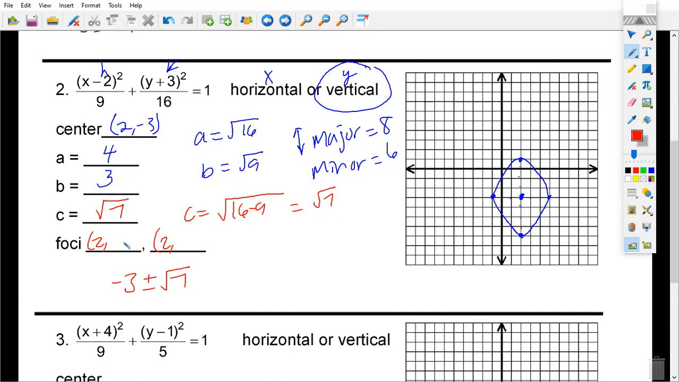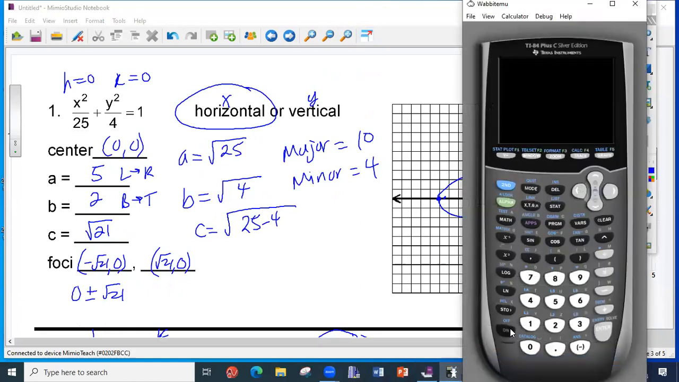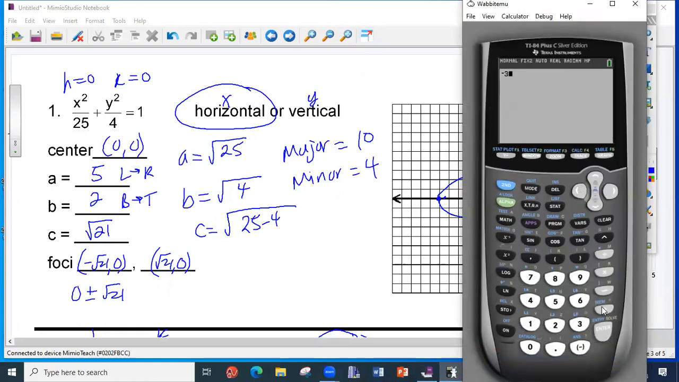We have a negative what? Yeah, I didn't get that earlier. Did you put in negative 3? Oh, I didn't. Yeah. So you have negative 3 plus the square root of 7. Then you're going to have negative 3 minus the square root of 7. And so you should get about negative 0.35 and negative 5.65.